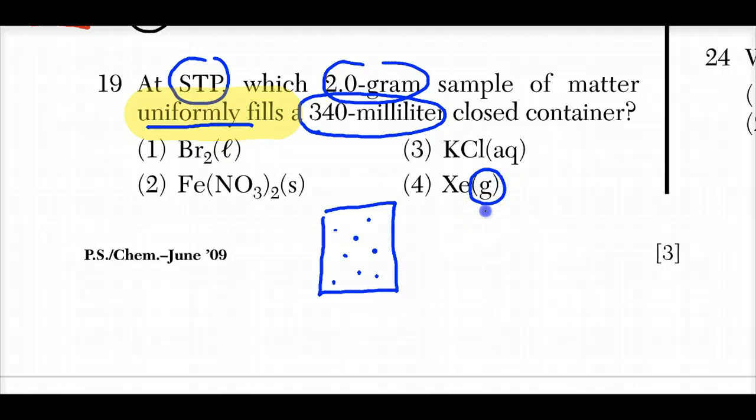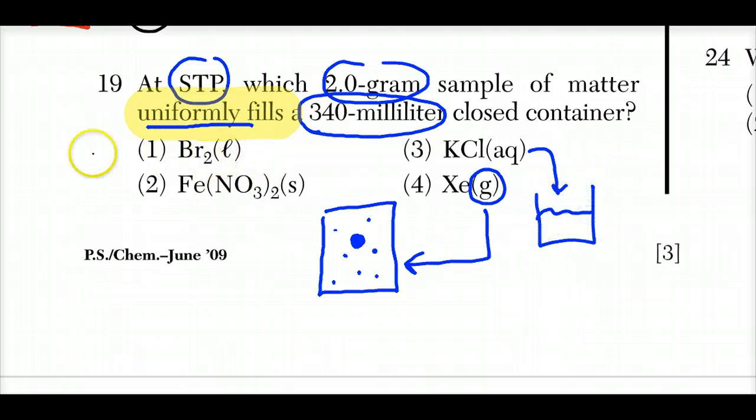Gases uniformly fill their container. They take the shape of the container and they always fill the container, right? Even if I just had one gas particle in here, it would fill the container. Aqueous solution is in a liquid. They don't always fill their container. And a liquid, for the same reason, doesn't always fill its container. And a solid almost never fills a container, and they have a regular repeating arrangement.